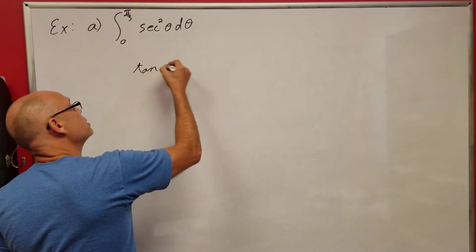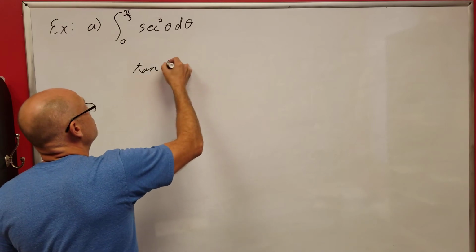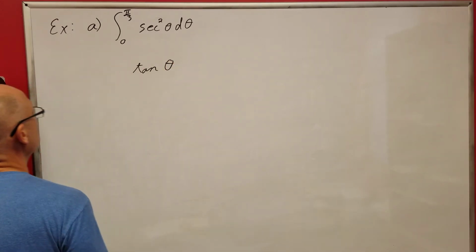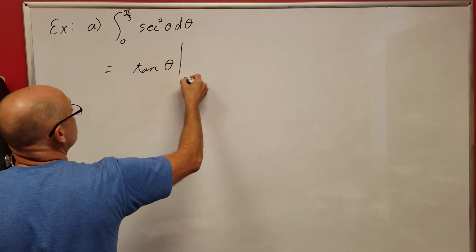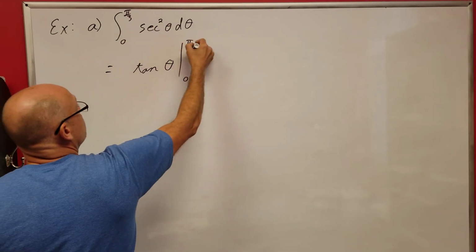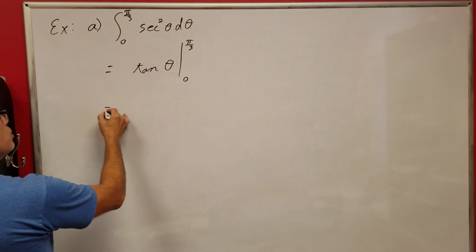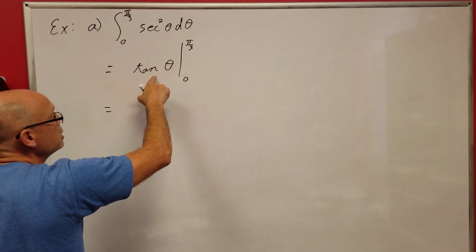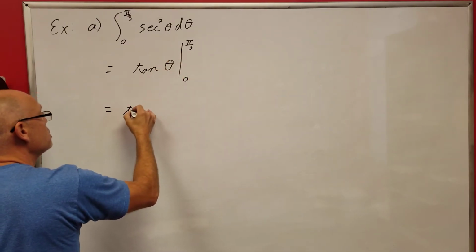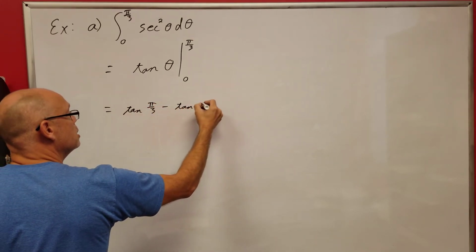Yeah, I know some of y'all are screaming right now at your YouTube screen saying, tangent. All right, that is correct. So that's the tangent of theta. We need to run it from 0 to pi over 3, right? So now what do I do? I evaluate the tangent of pi over 3 and subtract the tangent evaluated at 0. So tangent of pi over 3 minus the tangent at 0.